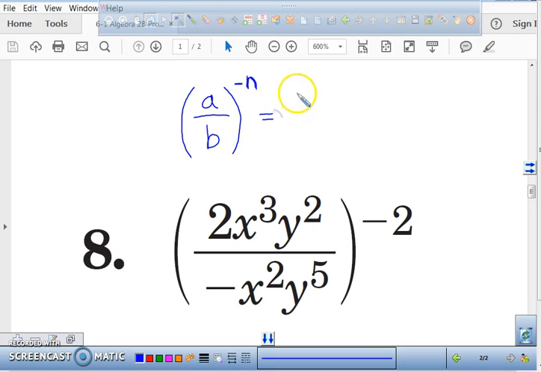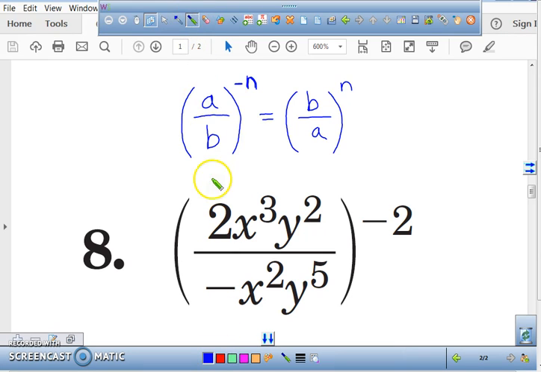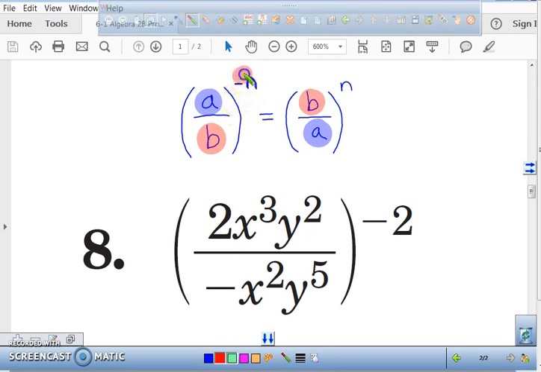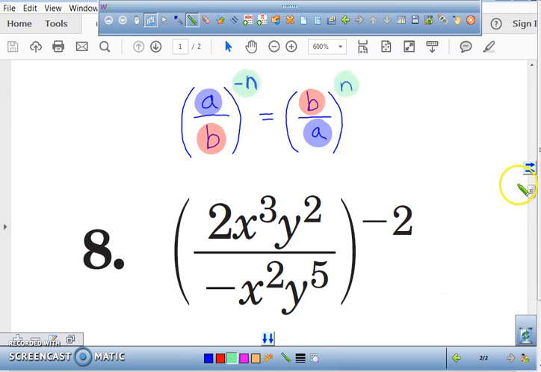I want you to write equals B over A to the power of the positive version of whatever number you have. And we'll use some regular real numbers, like a real fraction, so I can show you how it works. Okay? So let's think about this. My A value goes from the numerator to the denominator. My B value goes from the denominator to the numerator. And my N value just goes from what? Negative to positive.